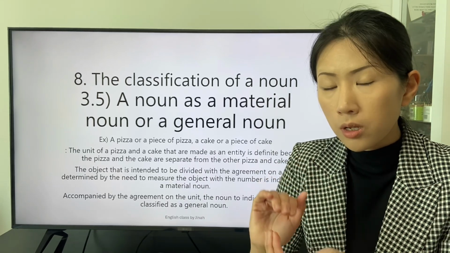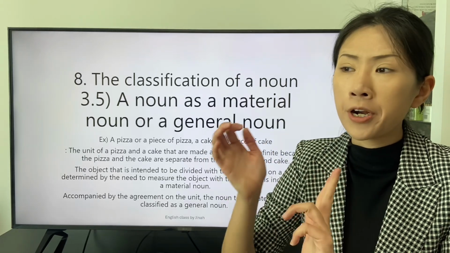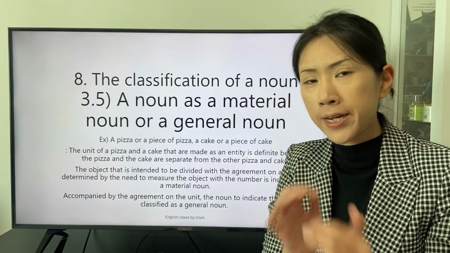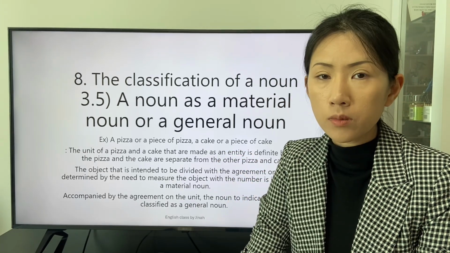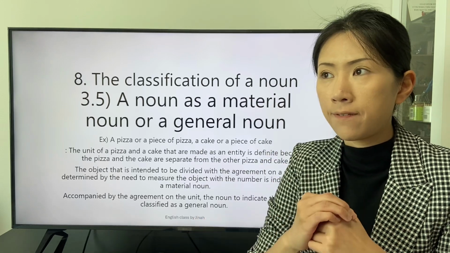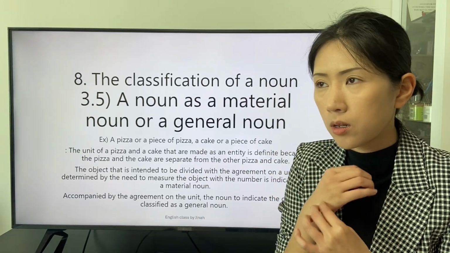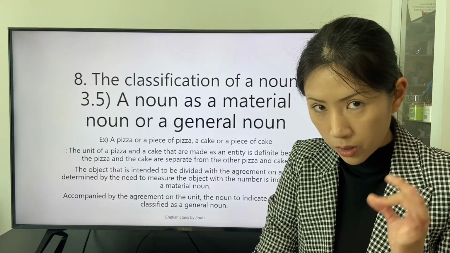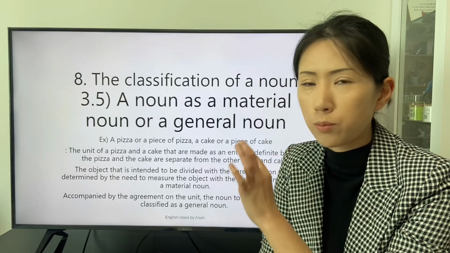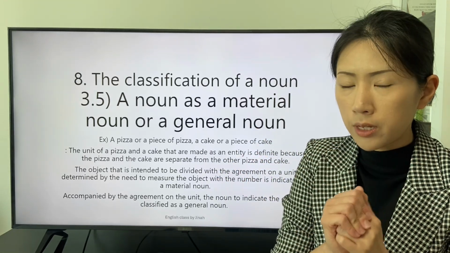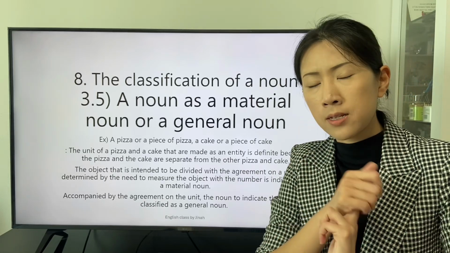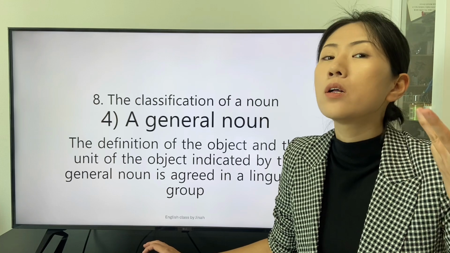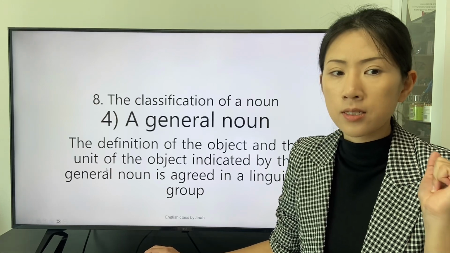The nouns rice, flour, sand are defined as material nouns. The units of bag, package, and etc. count the number of the object indicated by the material nouns, rice, flour, sand, and etc. The fourth criterion of nouns is a general noun.